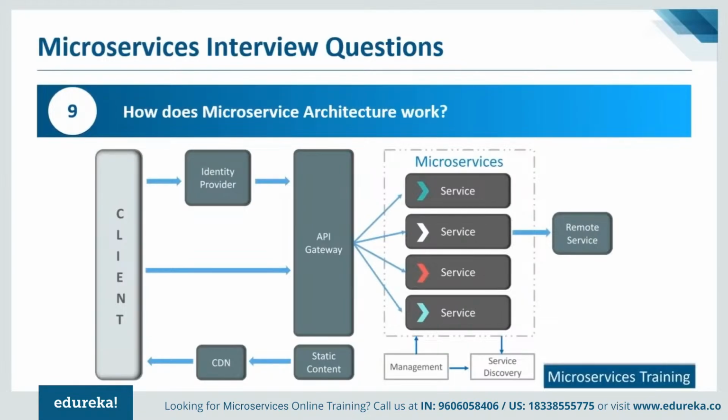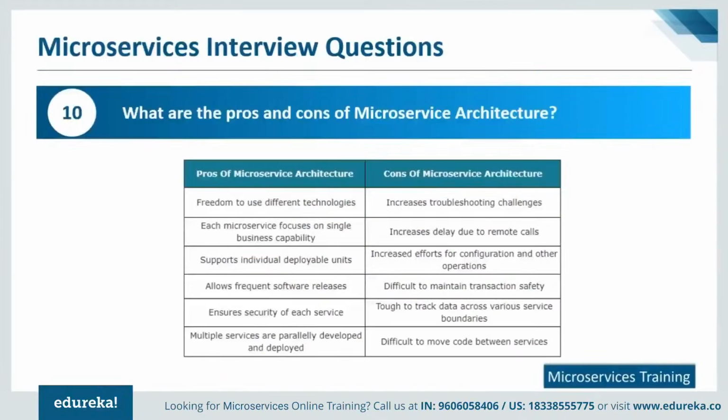So let us move further and take a look at the next question as well. So what are the pros and cons of microservice architecture? Well, we've discussed most of these points already, especially the pros. So I'm just going to read them quickly and switch to the cons part and discuss those as well. Freedom to use different technologies, discussed. Each microservice focuses on a single business capability, discussed. Support individual deployable units, discussed. Allows frequent software releases, ensures security of each service, and multiple services are parallelly developed and deployed.